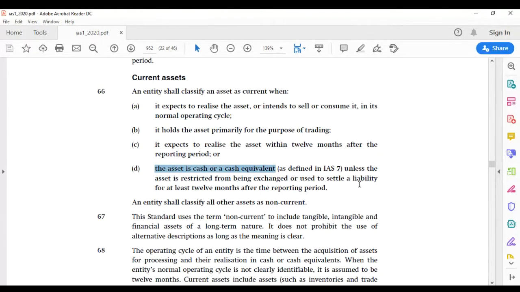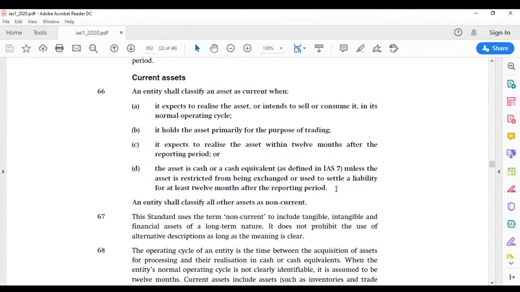However, there is an exception, and this is the exception. They say "unless", which indicates the exception: unless the asset is restricted from being exchanged or used to settle a liability for at least 12 months after the reporting period. A mouthful, but it is actually pretty easy to summarize.